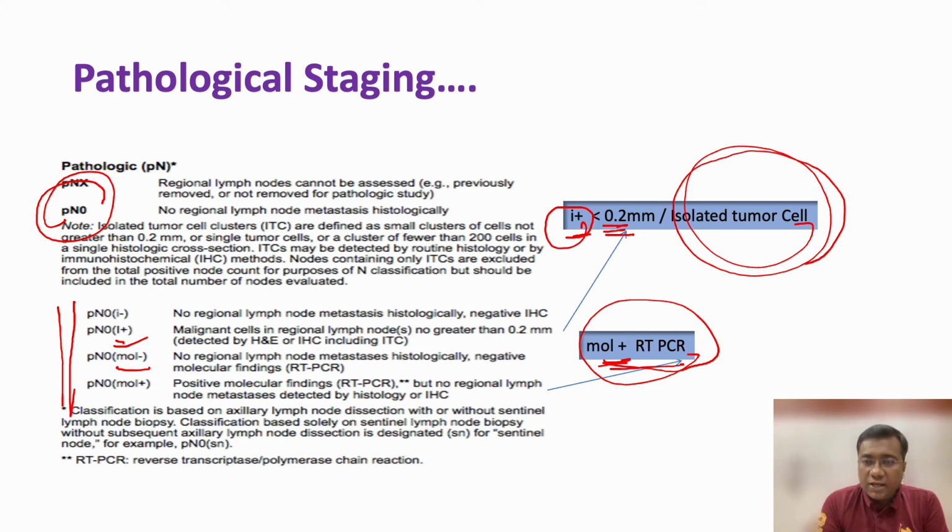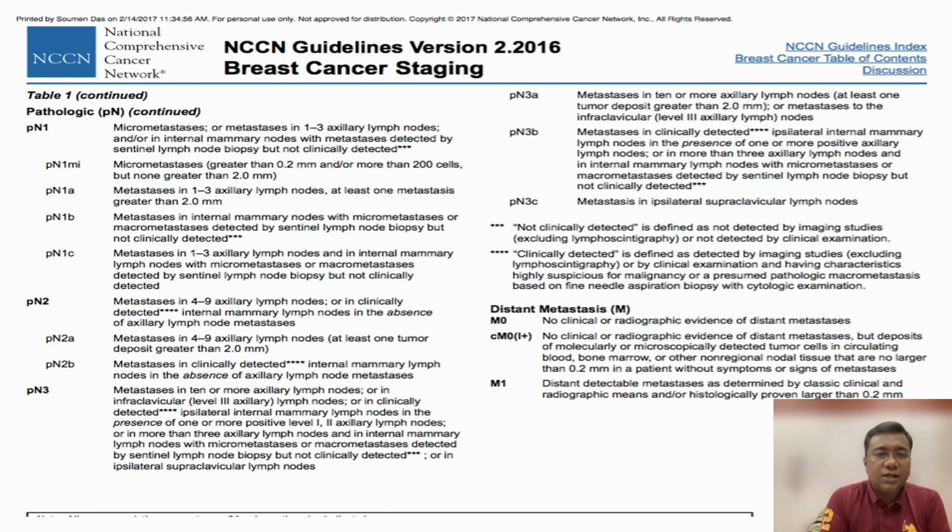So N0 is pathological N0. When the pathologist sections the lymph node in detail, they might find a positive molecular metastasis in the lymph node. Then it is called mol positive. But these are not clinically so significant. The management will not change, especially after the results of the ACOSOG Z11 study.